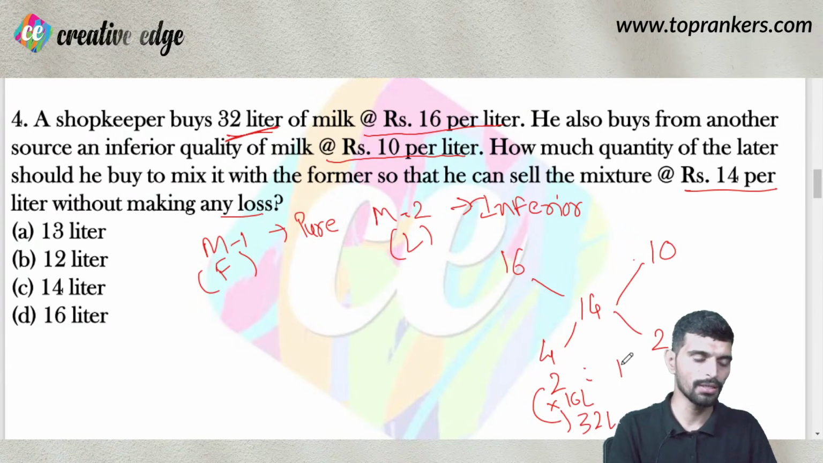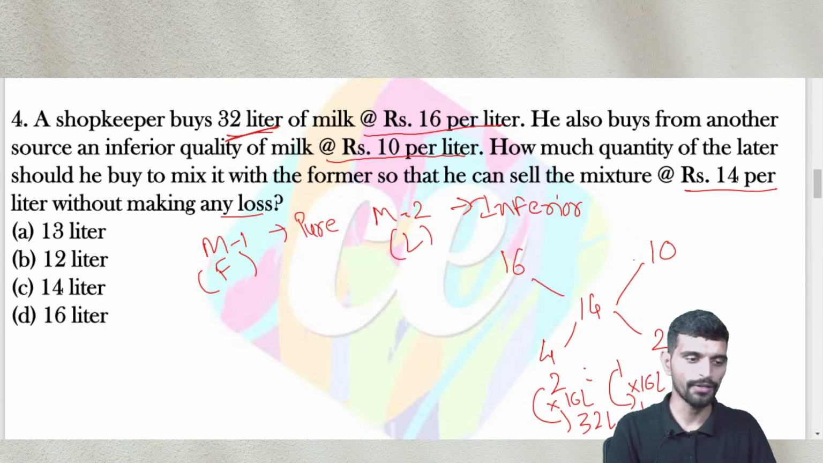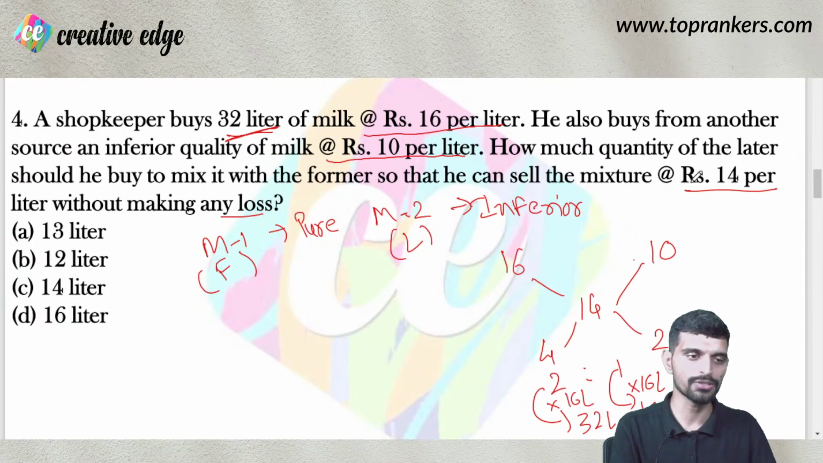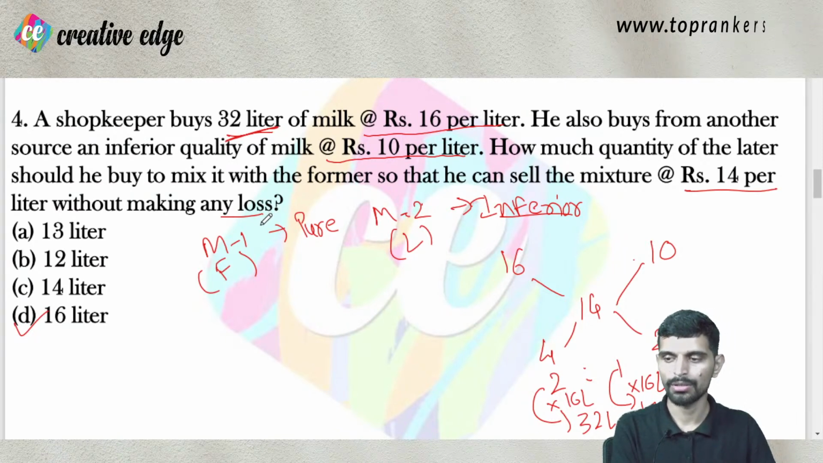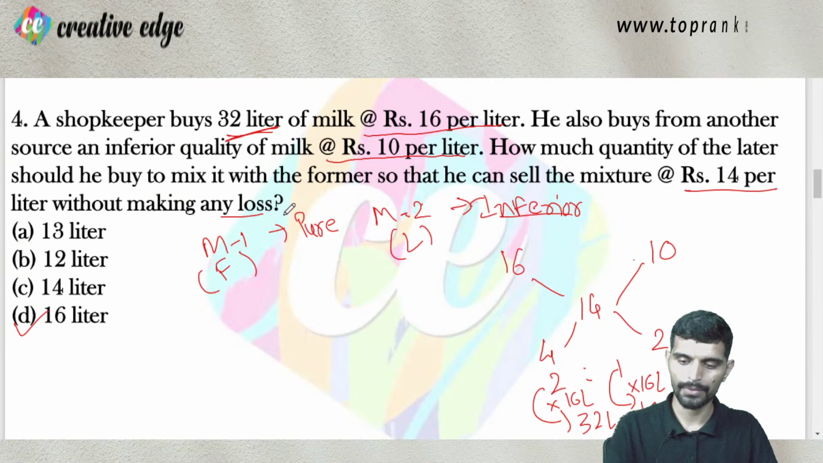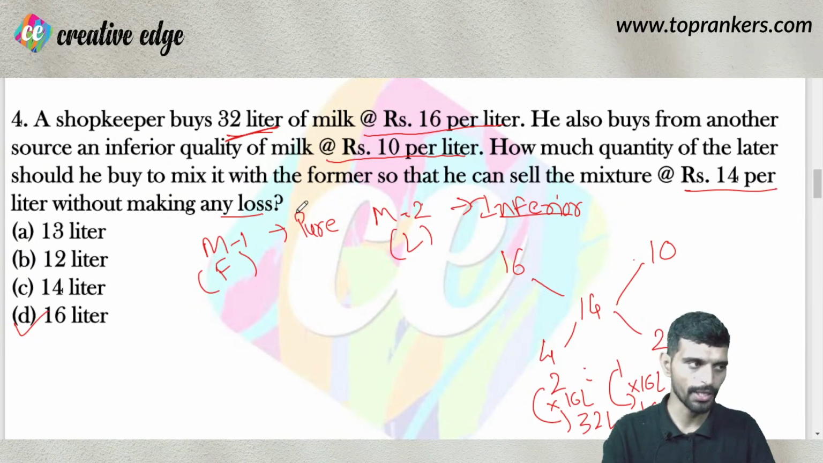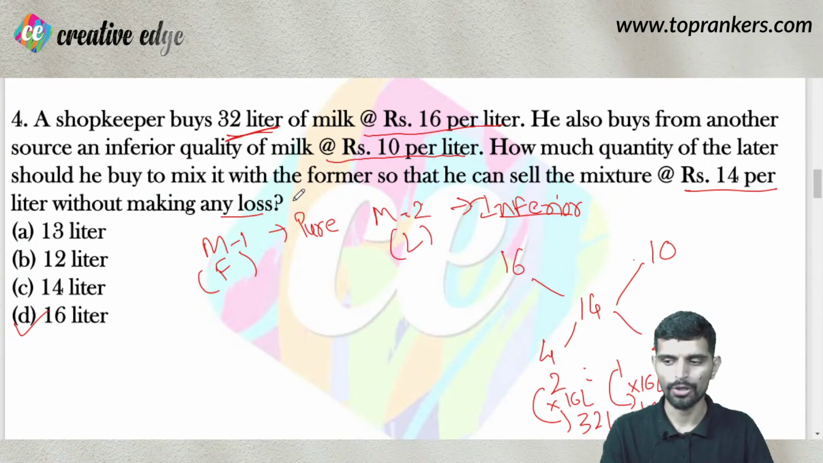So we are asked the inferior quality of milk has what quantity? That quantity will be 16 liters. So 16 liters of the latter milk, that is inferior quality milk, should be added to make no loss, right students? I hope you are able to connect with this one as well. If anybody has any doubt till now, please ask in comments.